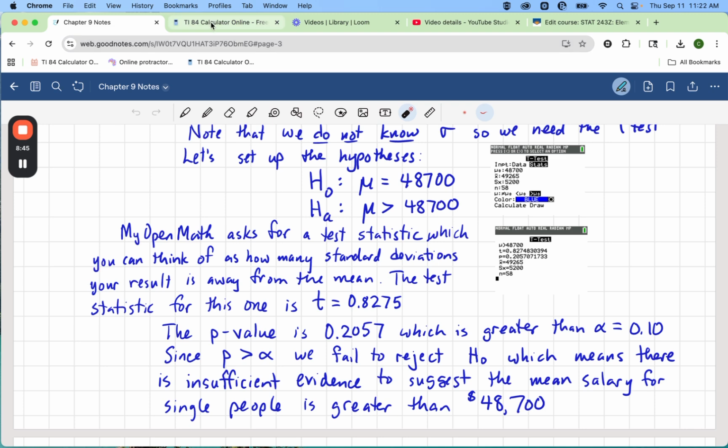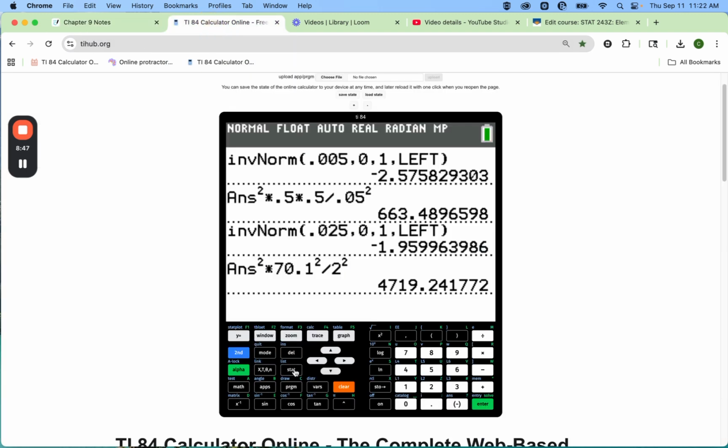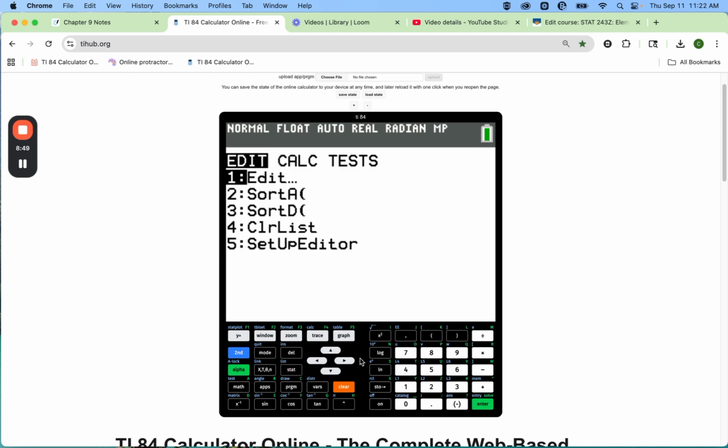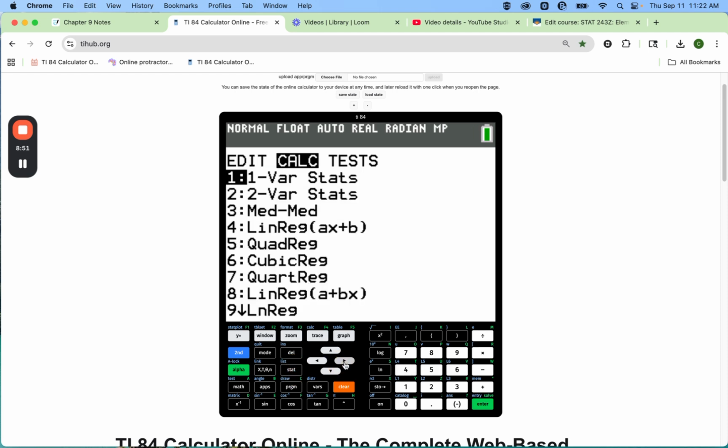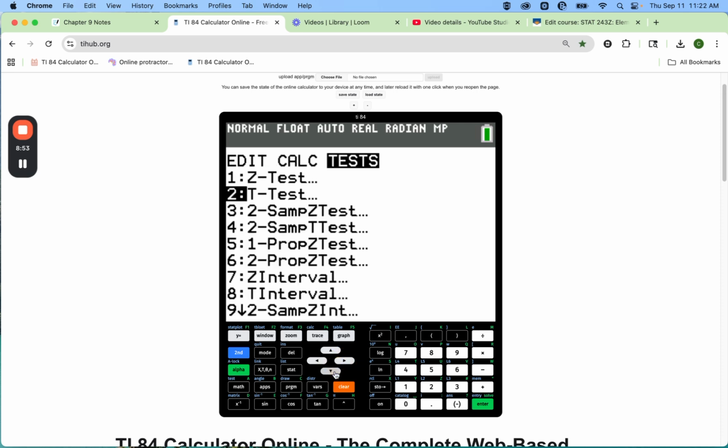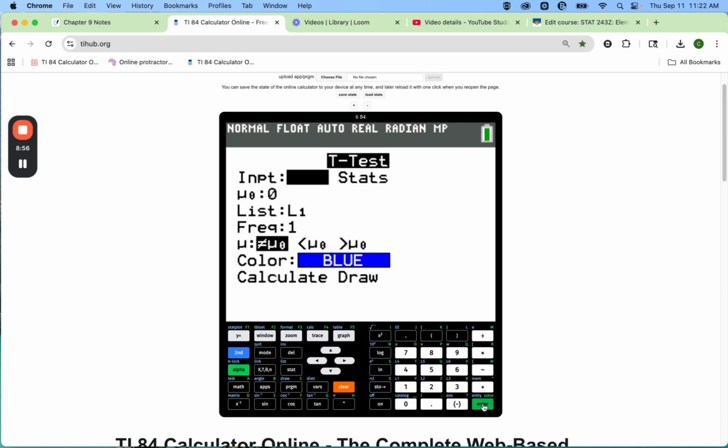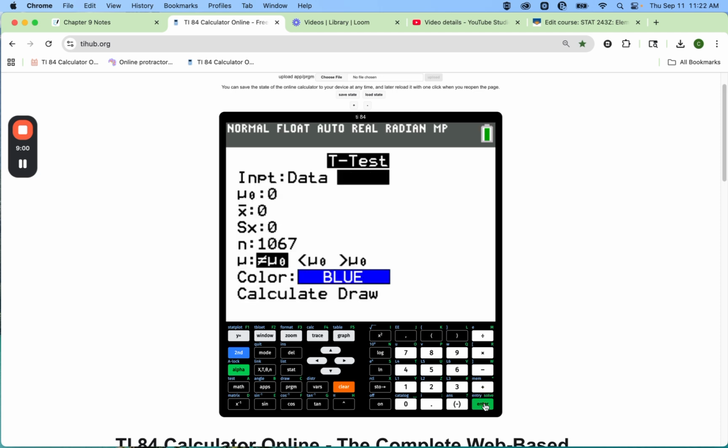So I go to my calculator. I'm going to go Stat, Test, and we're going to go down to T-Test. Then I have to put stats in. I don't have data in this case, so I choose Stats. If they give you data, put the data in.